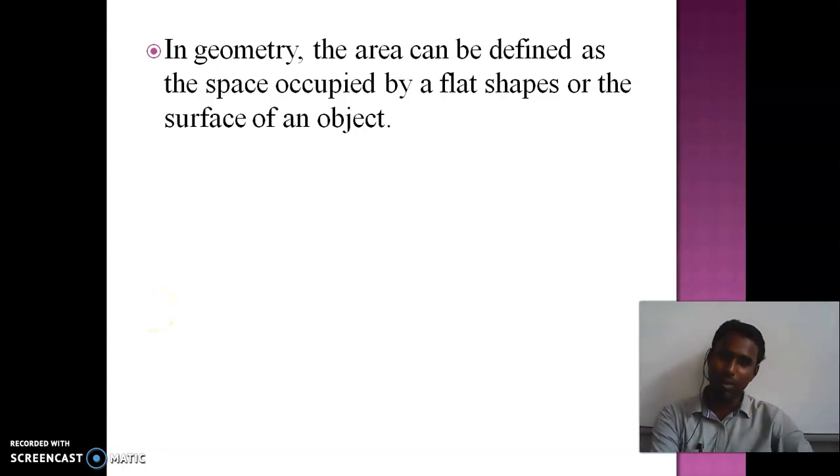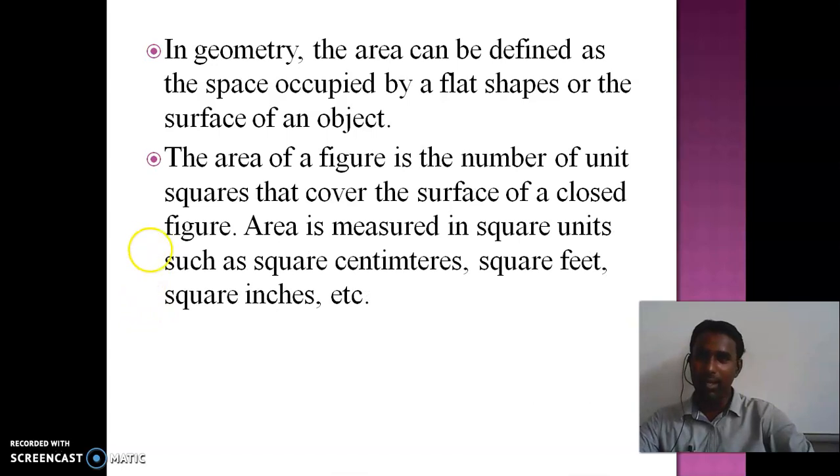Any other manner we can say: the area of a figure is the number of unit squares that can cover the surface of a closed figure. For example, area is measured in square units such as square centimeters, square feet, square inches, etc. These are the different units they follow. In the first one, I said area is nothing but the space occupied by a flat shape, a flat surface.